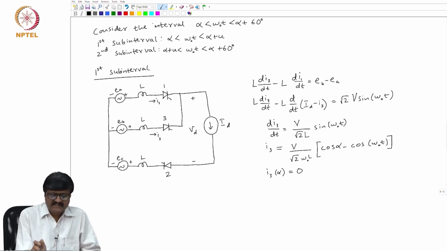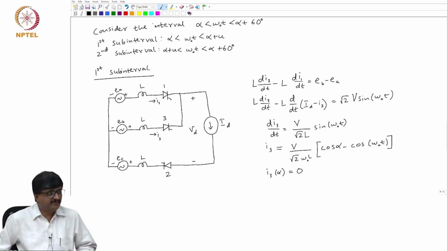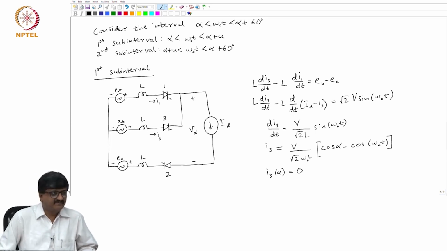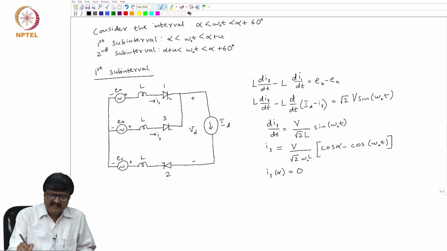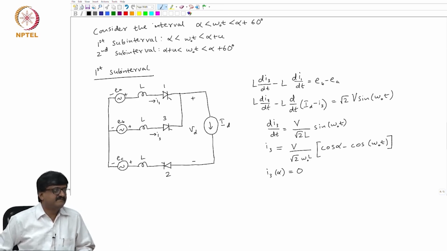What is the voltage across the inductance which is in series with EC or valve 2? It is 0 because a constant current is flowing. dI by dt, the rate of change of current, is 0 because current is constant through this inductance L which is in series with EC. So, Vd can be related to EB, EC and the drop across this L which is in series with EB.